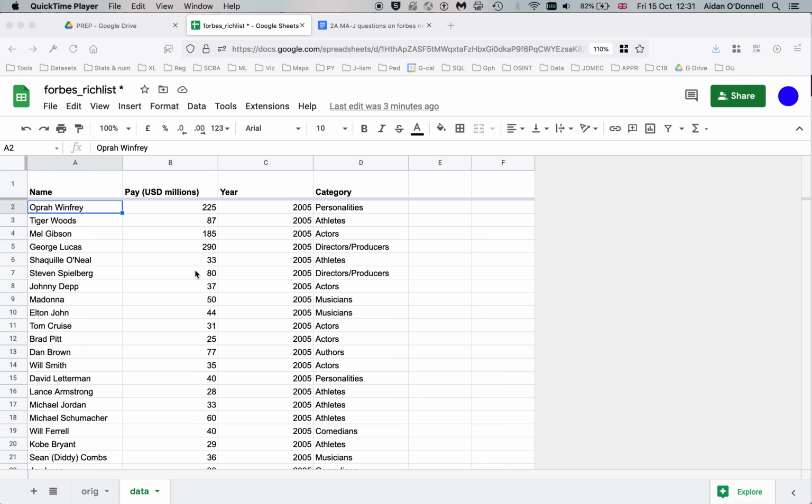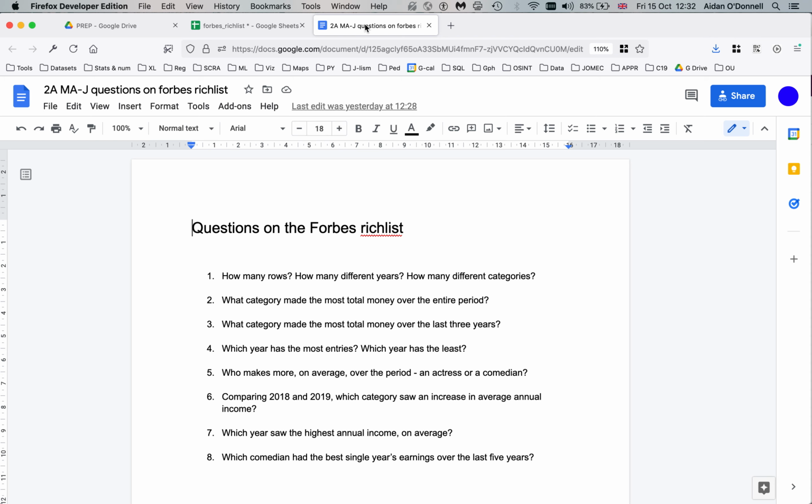This is a walkthrough of how to answer some of the questions about the rich list data we gave you, particularly using pivot tables. So the questions we had were the following. How many rows, how many different years, how many different categories?